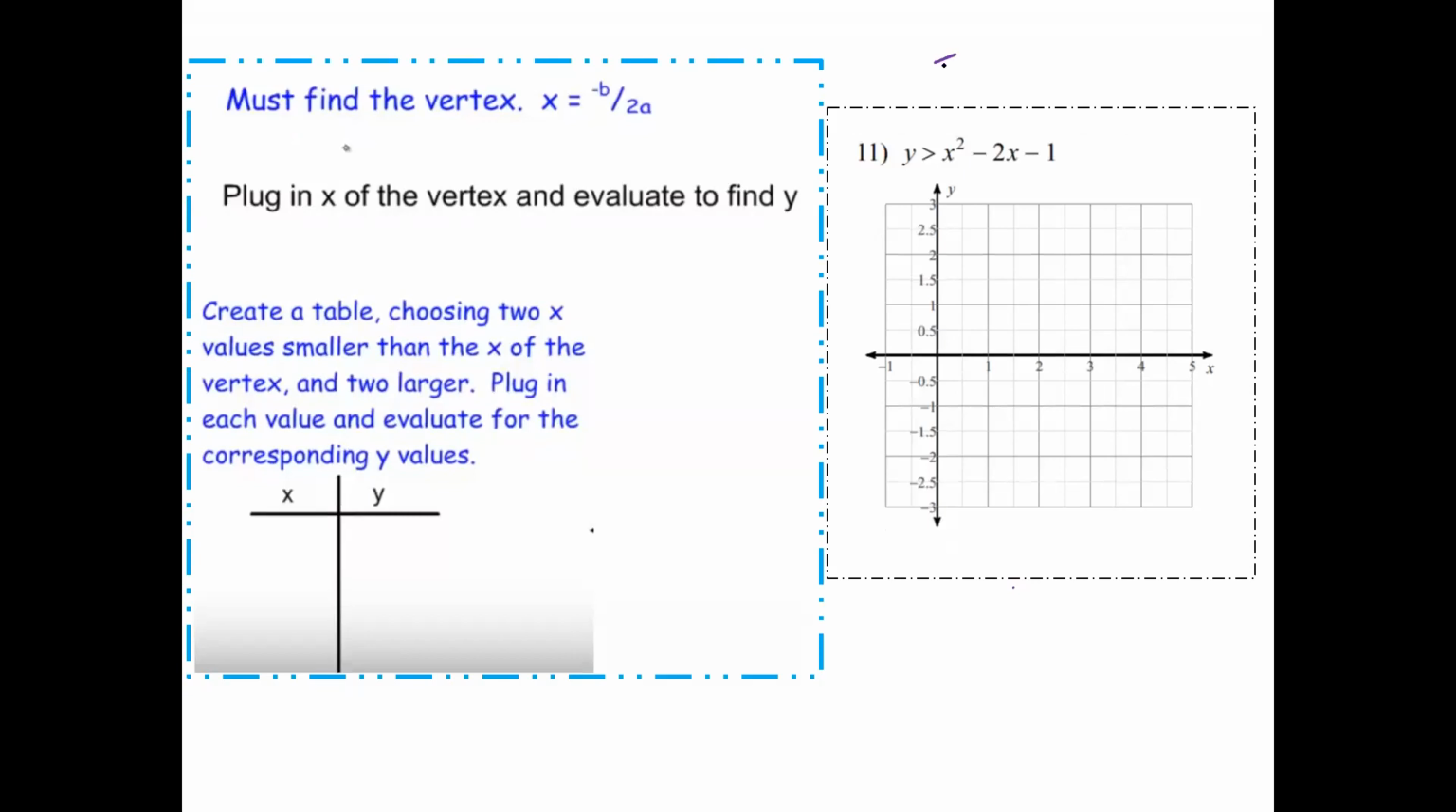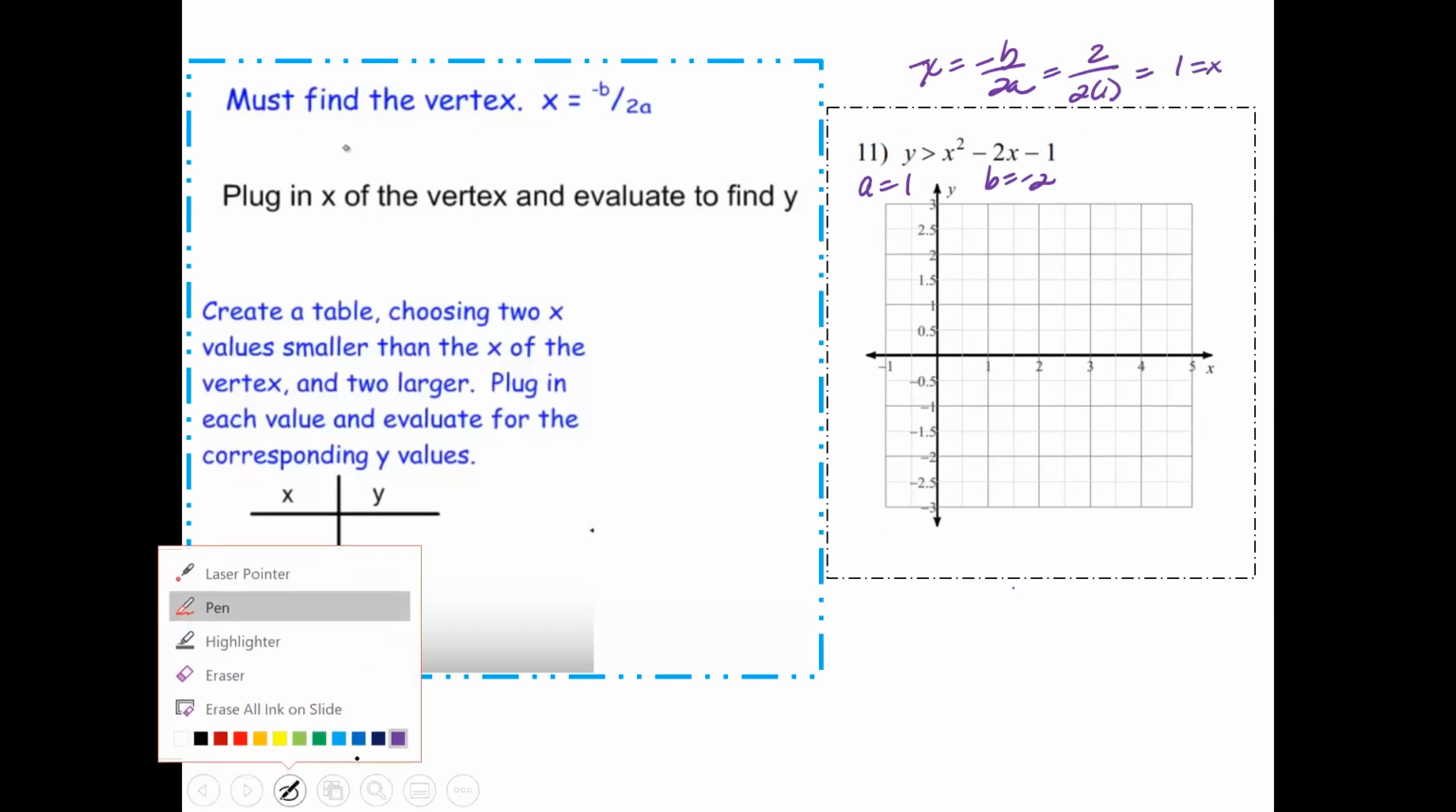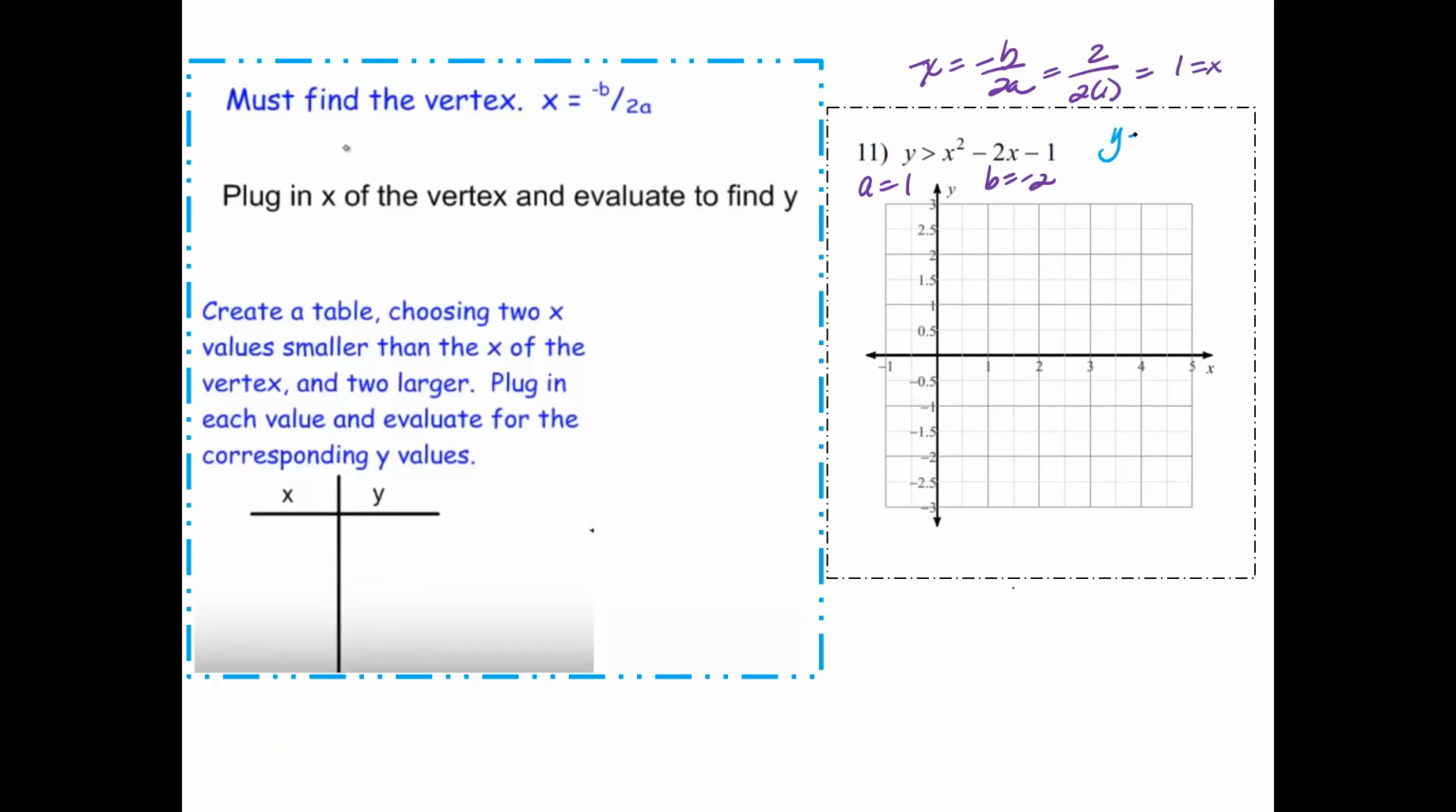So for number 11, again, x is equal to negative b over 2a. Your b is negative 2, your a is 1. So it's a positive 2 over 2 times 1, which is just going to be 1 for your x. Now that I have my x, I need to know what my y is. My y is going to be 1 squared minus 2 times 1 minus 1. So 1 minus 2 minus 1, so just negative 2. So then x is 1, y is negative 2. There we go. And it's going to be a U-shaped graph.